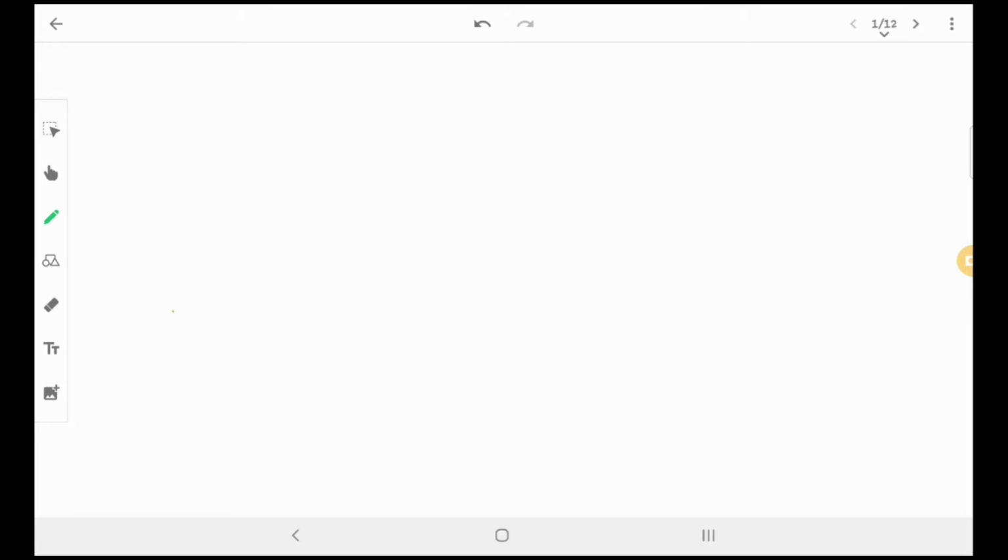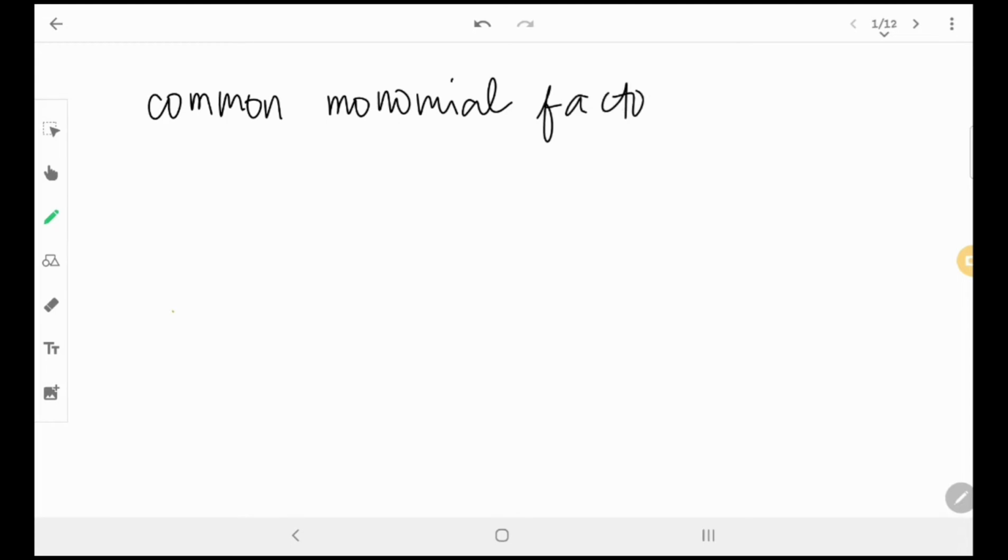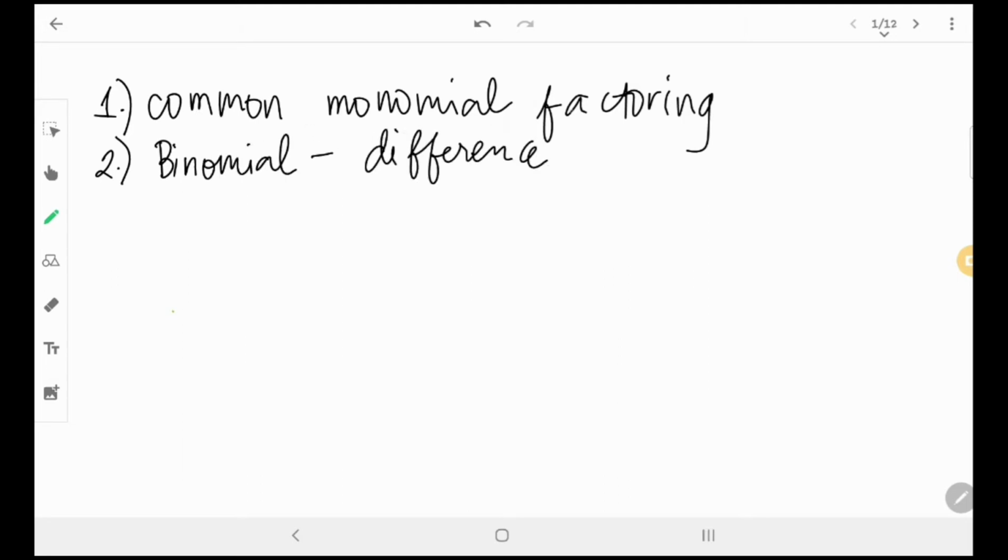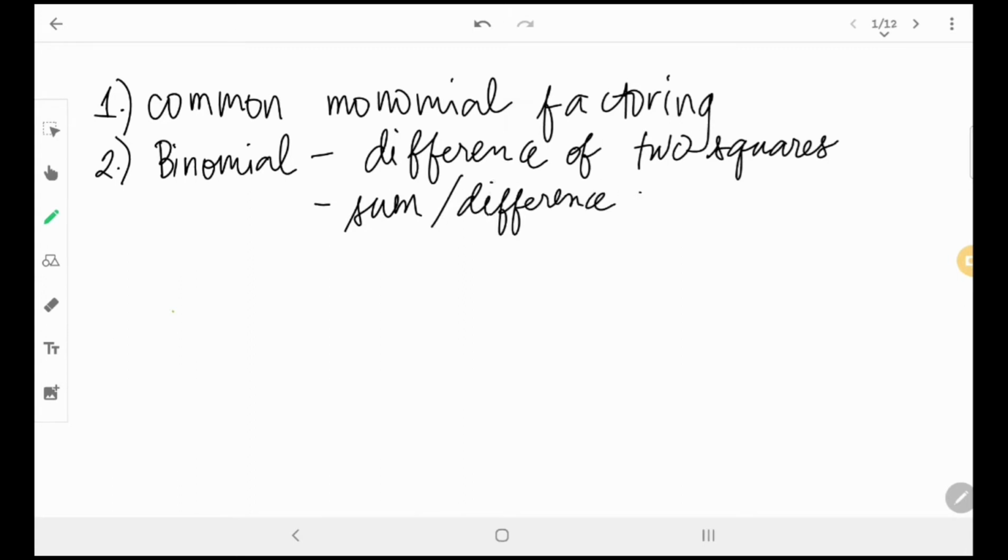Factor. So, may apply dito yung methods of factoring. So, we have the common monomial factoring. That's ito yung pinakaunang sinicheck kapag nag-factoring. And then, yung susunod na factoring method is, kapag naman binomial, it's either difference of two squares or sum or difference of two cubes.